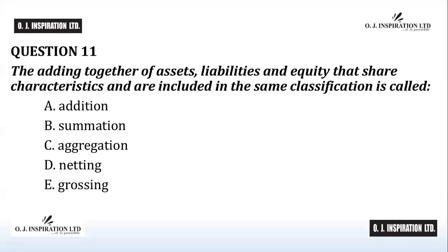Question number 11. The adding together of assets, liabilities, and equity that share characteristics and are included in the same classification is called A, addition, B, summation, C, aggregation, D, netting, E, grossing. Some counts.